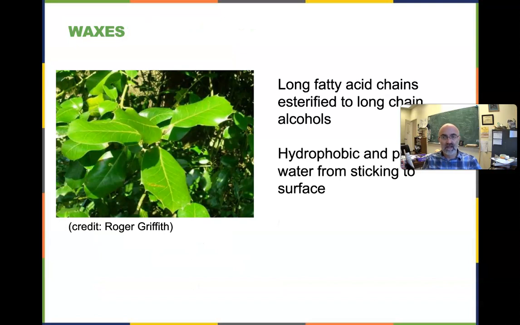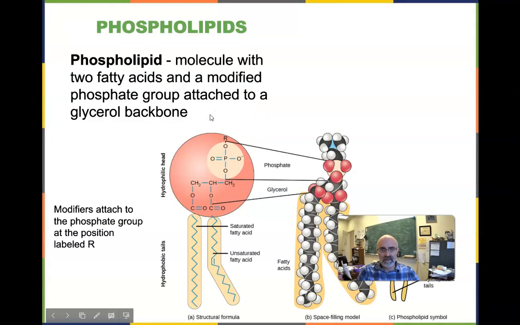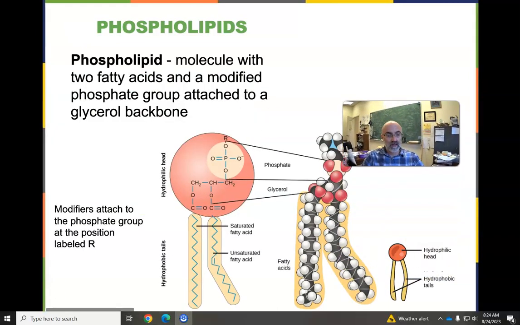Waxes are another type of lipid that are common in the plant and animal world. Going with the theme here, these are hydrophobic molecules, and they basically are on the leaf to keep water in and make them watertight. Other biologically important lipids. This is a big one, phospholipids.